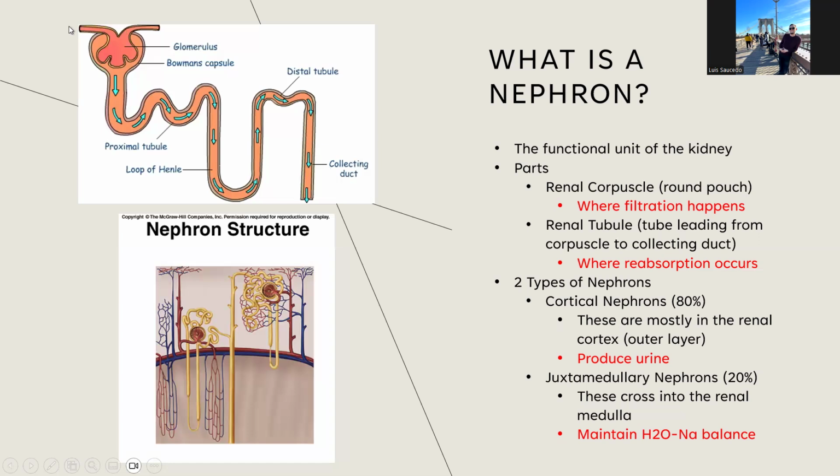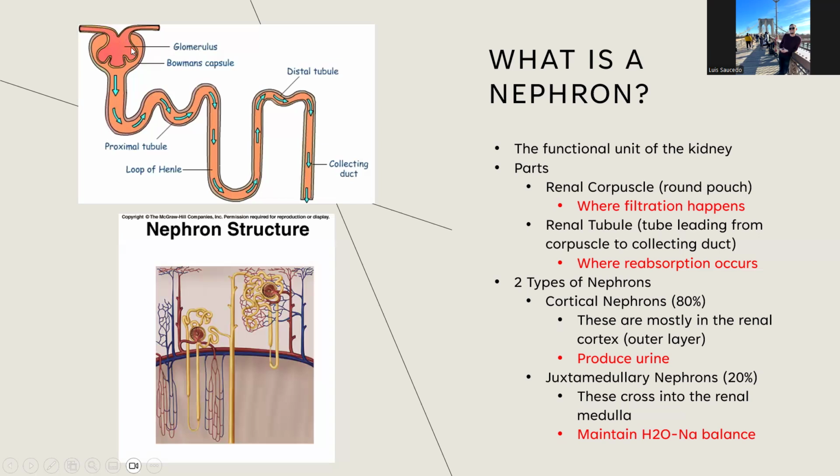Filtration occurs in the renal corpuscle. So above here, you have your afferent and efferent arterioles, so blood vessels. And then the glomerulus has a lot of pores that allows things like water, sodium, drugs, amino acids, things like that to get through, but it prevents blood cells and large proteins from coming through.